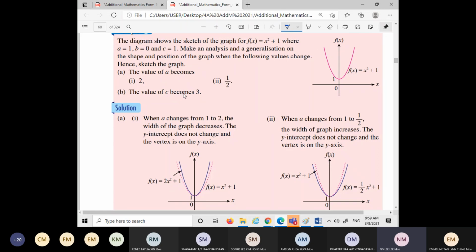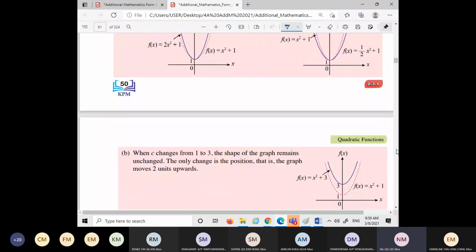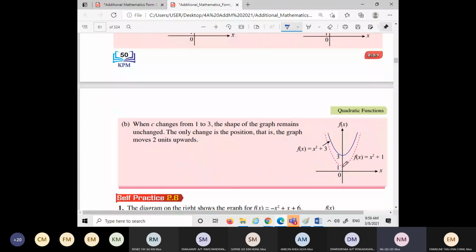Now we go to part b. Now a remains 1, b remains 0. Now we change the value of c from 1 to 3. Here, from 1 it will move to 3, not 3 units upwards. From 1 it will move to 3, because c changed from 1 to 3.